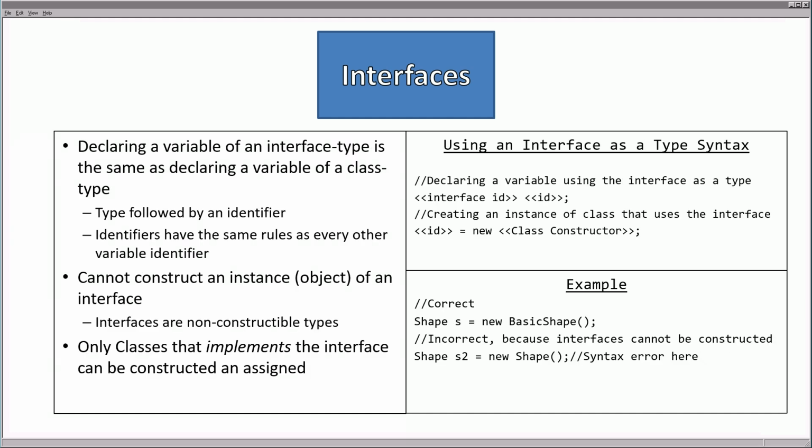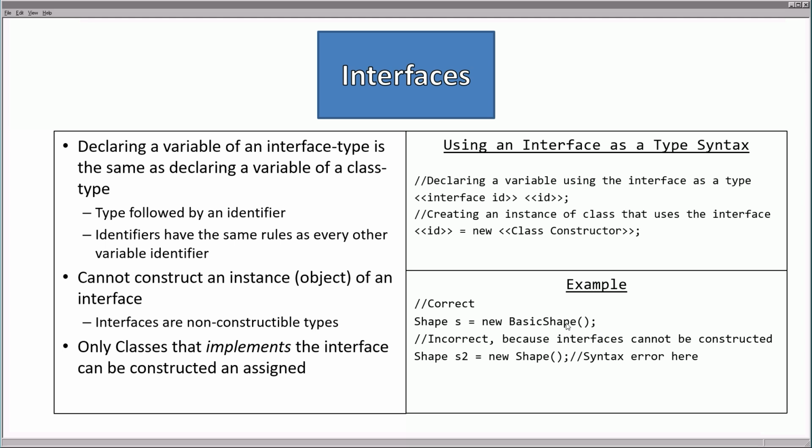Now, in order to use an interface, what we have is simply this. Just like a class, you have the interface ID, that's the type, followed by some sort of identifier. Then you can assign the identifier to a new class constructor. Once again, interfaces create a non-constructible type. You cannot construct an instance of an interface. You can only construct an instance of a class that implements that interface.